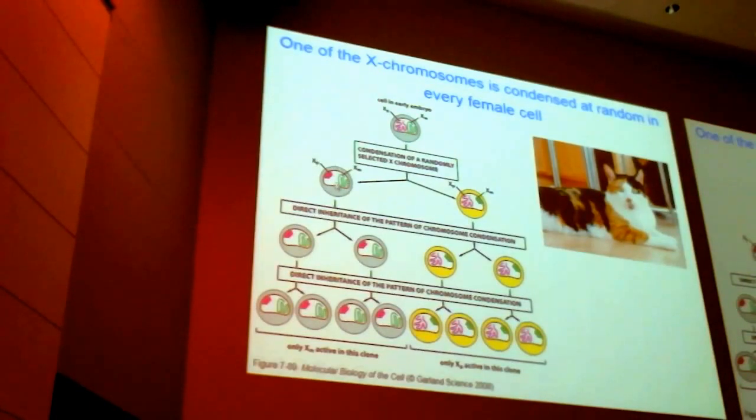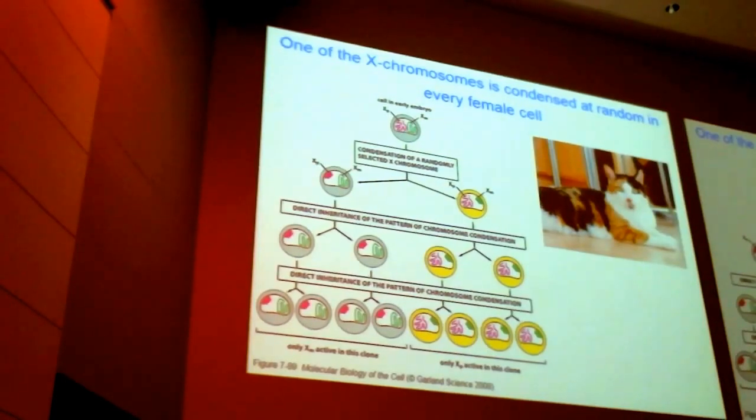So for example, here the paternal is inactivated. It's shown here sort of crunched up. And all its descendants have the paternal inactivated. And on the right, the maternal is inactivated. All its descendants have the maternal inactivated.